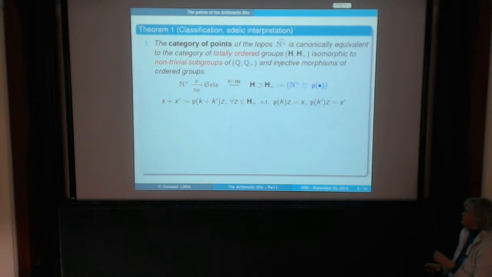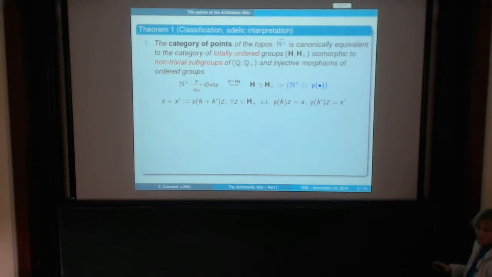I will mention three theorems perhaps. So this is the first part. The first part is about the classification of the points of this topos. So the points, we saw, are described in the previous slides. So we look at the category of points of the topos, which happens to be canonically equivalent to the category of totally ordered groups, first step. And then second step, these groups are not abstract groups, but they are isomorphic to non-trivial subgroups of Q plus, an injective morphism of ordered groups.